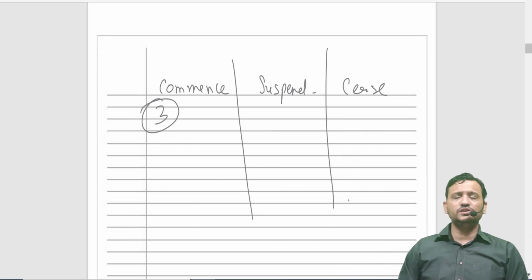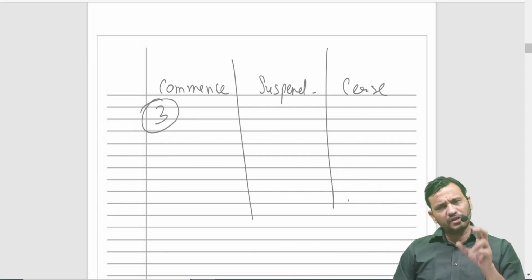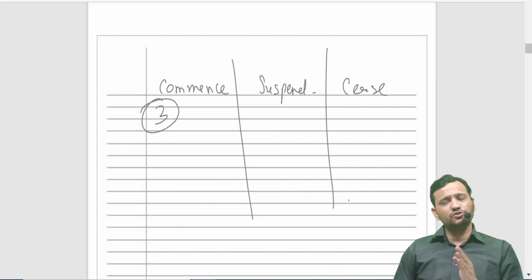Suspend capitalization. When should we suspend capitalization, friends? We should suspend capitalization when the activities to prepare the qualifying asset are suspended due to abnormal reasons. Then during that period of suspension, whatever borrowing cost is incurred should be expensed off, should be transferred to P&L.